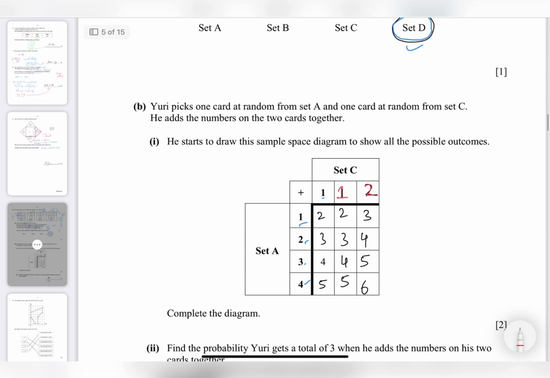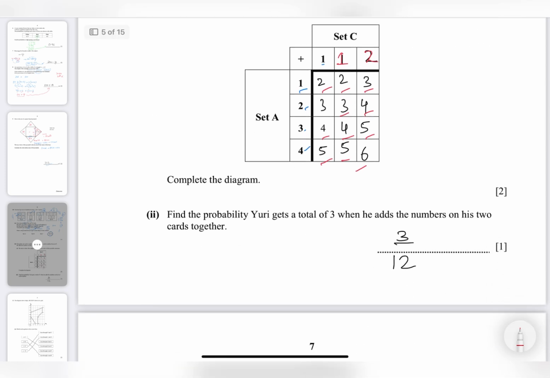Now we have to add them. You can simply add them: 1 plus 1, 2, 1 plus 1, 2, 3, 3, 3, 4, 4, 4, 5, 5, 5, 6. Calculate the probability. Yuri gets a total of 3. A total of 3 is coming 1, 2, 3 times out of 1, 2, 3, 4 times 3, 12. So total outcomes are 12. You can count them as well: 1, 2, 3, 4, 5, 6, 7, 8, 9, 10, 11, 12. And how many times is 3 coming? 3 times. So it would be 3 upon 12. Very simple.